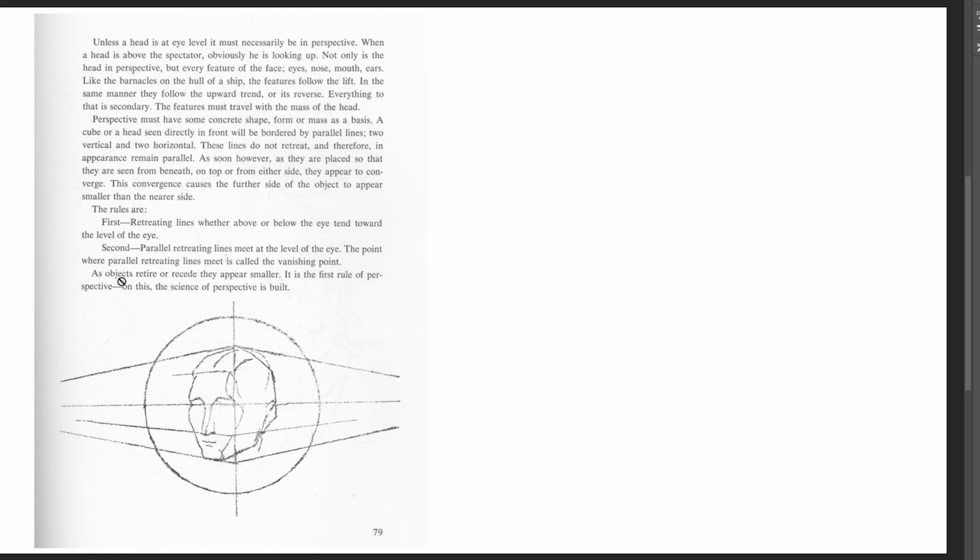Second, parallel retreating lines meet at the level of the eye. The point where parallel retreating lines meet is called the vanishing point. So he's giving you insight into perspective tools, but relating them to the human form. And again, because we're in this 60-degree cone of vision, everything will stay true to the scale that it should be, and there won't be any skew to it.